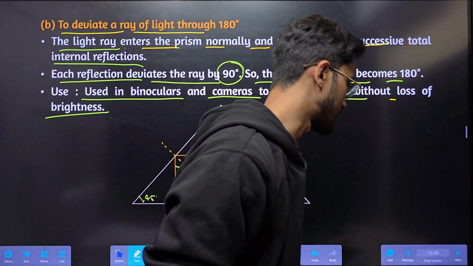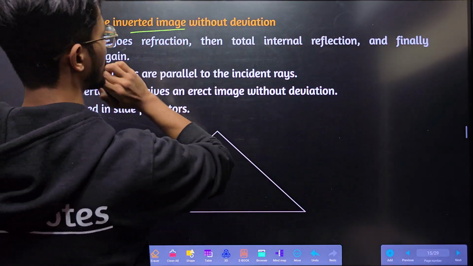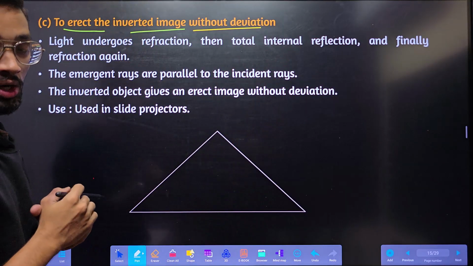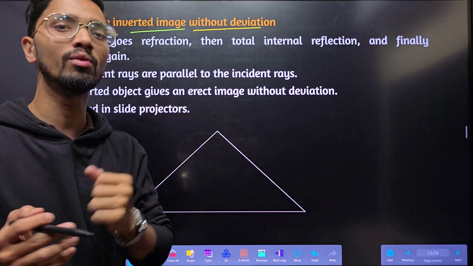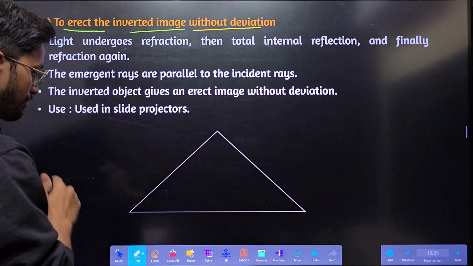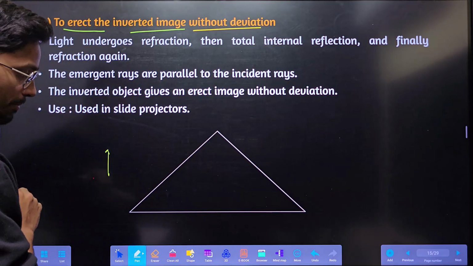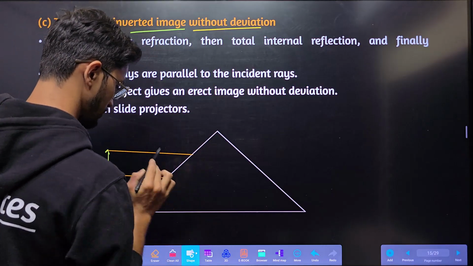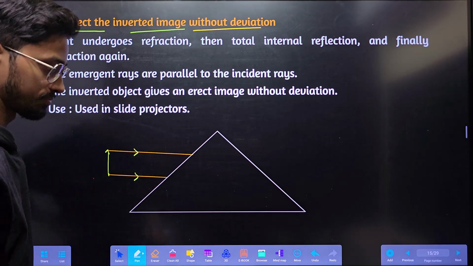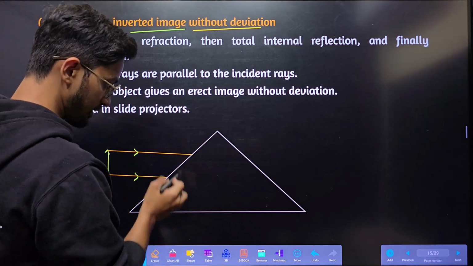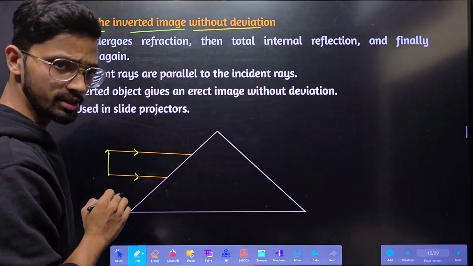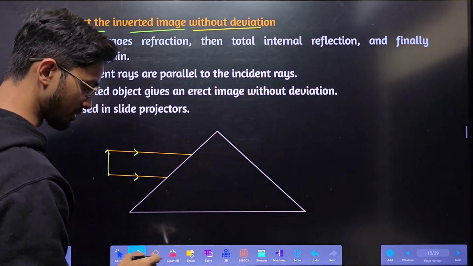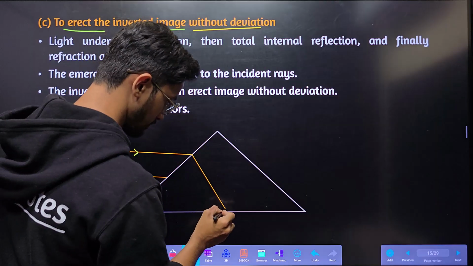Okay. Next, to erect the inverted image without deviation. Without deviation, how can we generate the erect image? So let us see. There is an object like this. Okay. There are two rays coming out, 1 and 2. So what happens again? This will get refracted inside, because rarer to denser medium. It will get refracted inside like this.